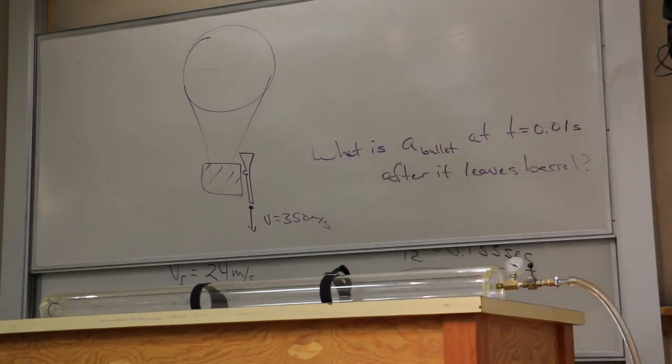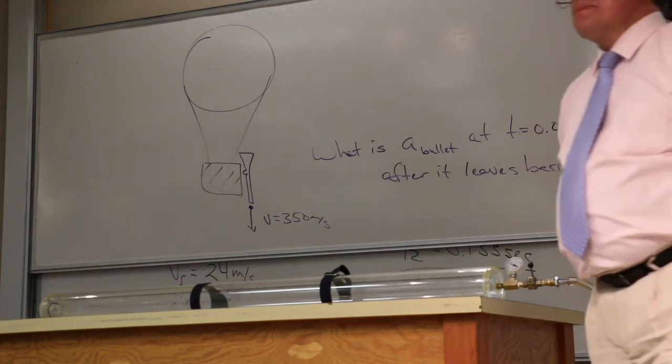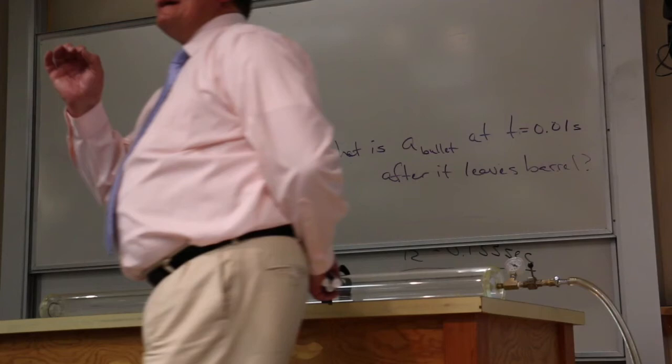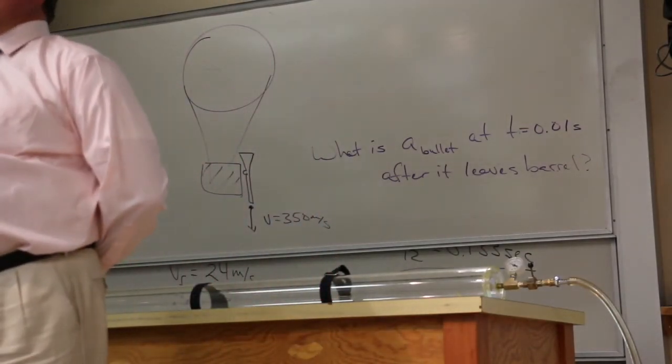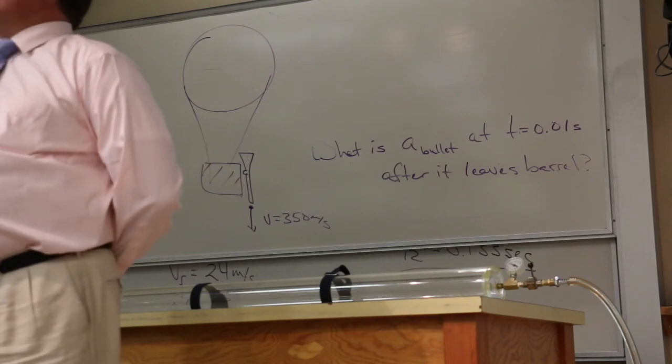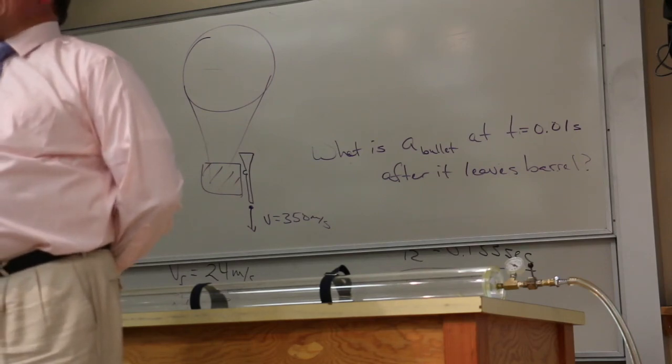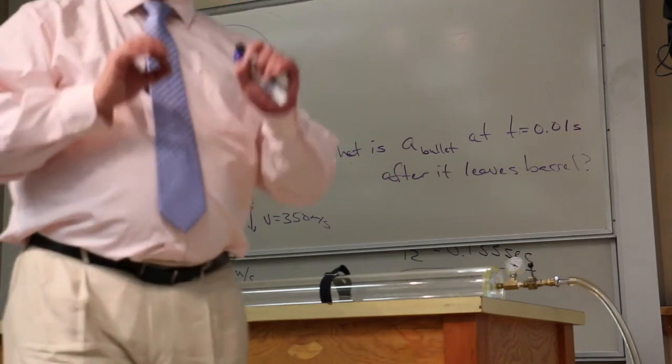What's the acceleration of the bullet 1/100th of a second after it leaves the barrel? Okay. Folks, some of you are doing calculations, and that means I tricked you. Once that bullet leaves the barrel, it has an acceleration of 9.8, let's call it 10, meters per second down. Okay? If we neglect air resistance.